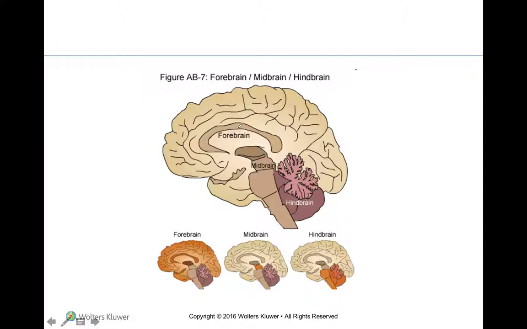So the forebrain, also known as the prosencephalon, is all of this. This is made up of the telencephalon, which is the cortex, and the diencephalon, which is our thalamus and our hypothalamus. The midbrain, which is made up of the colliculi, as well as the tegmentum. The metencephalon, which is our pons and cerebellum. And then the myelencephalon, which is the medulla. So the hindbrain is here, midbrain is here, forebrain is all of this.